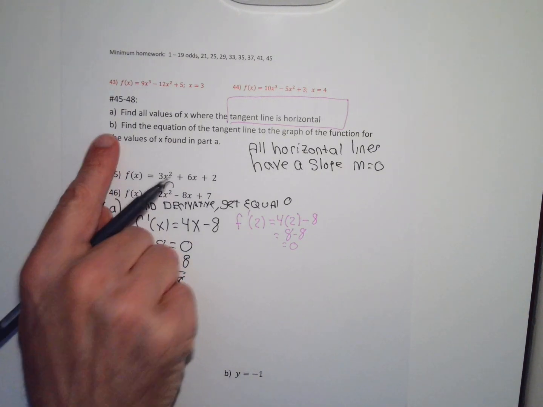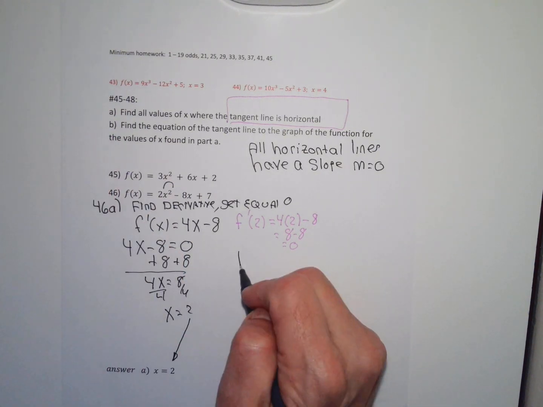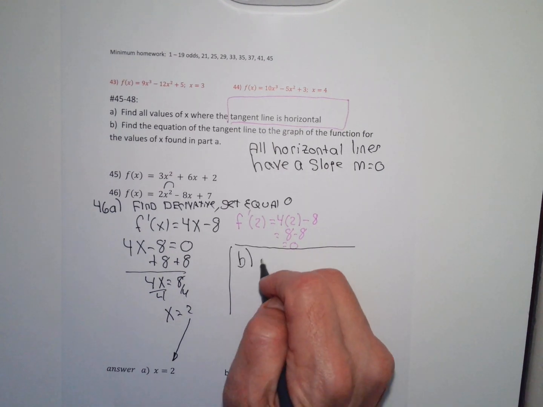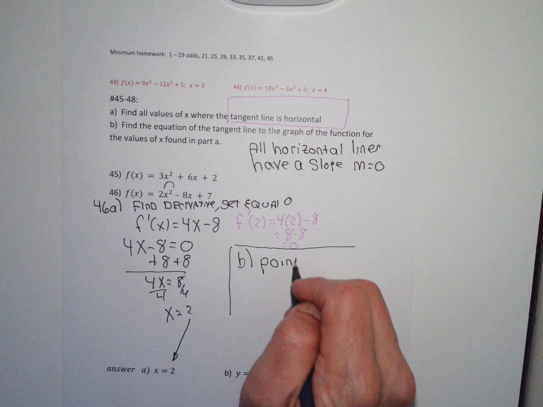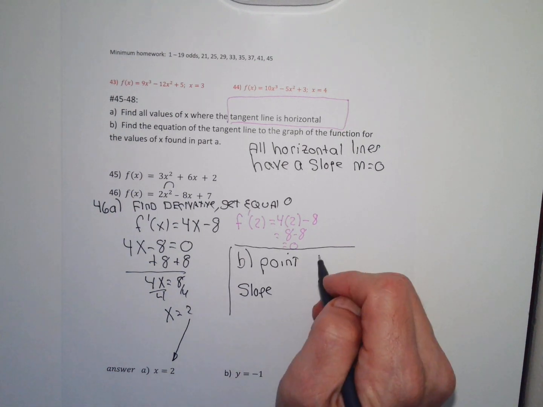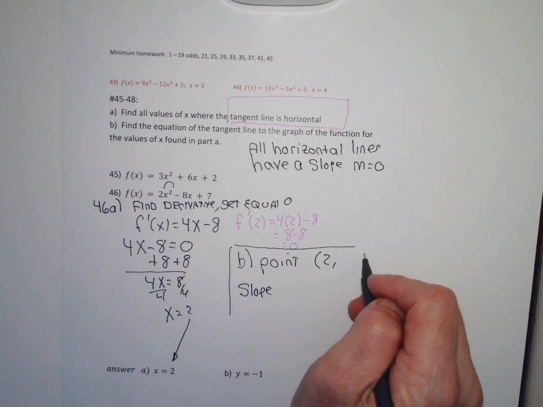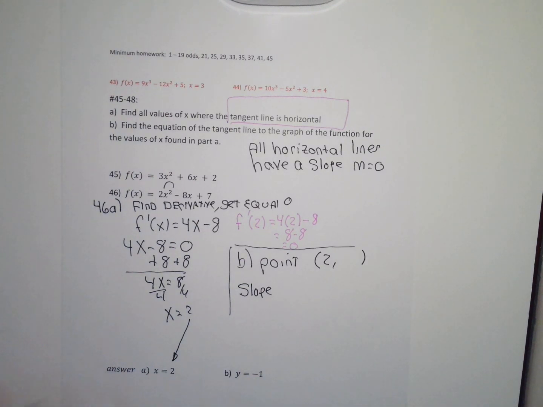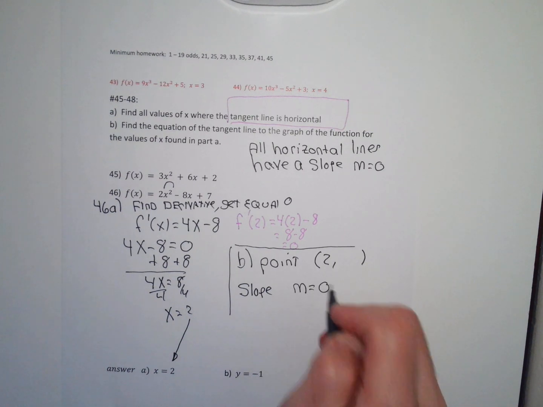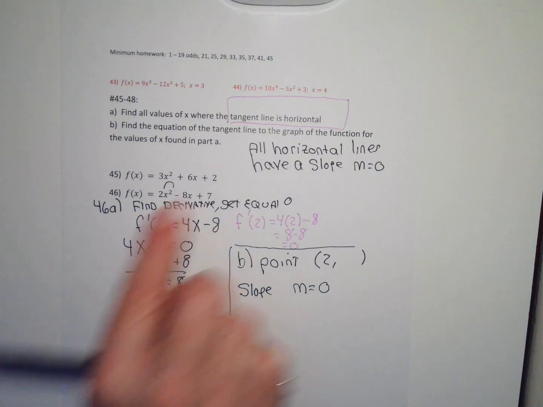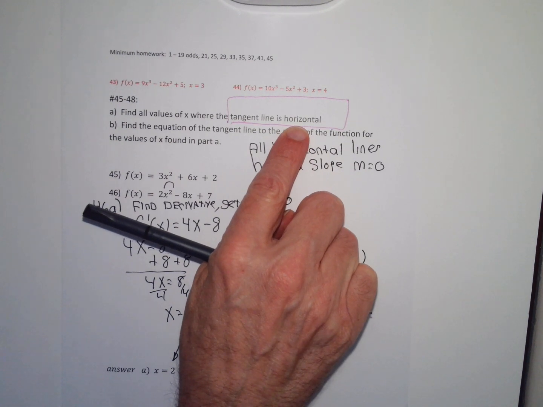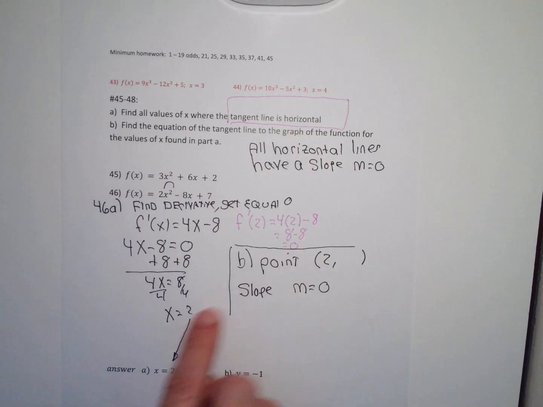Part B wants me to find the equation of the tangent line. And to find an equation of any line, I need a point and I need a slope. The algebra in part A gives me the x-coordinate of the point. My understanding that horizontal lines have a slope of 0 gives me the slope. So the slope comes from the fact that I'm finding the equation of a horizontal line. The x-coordinate of the point came from my algebra.